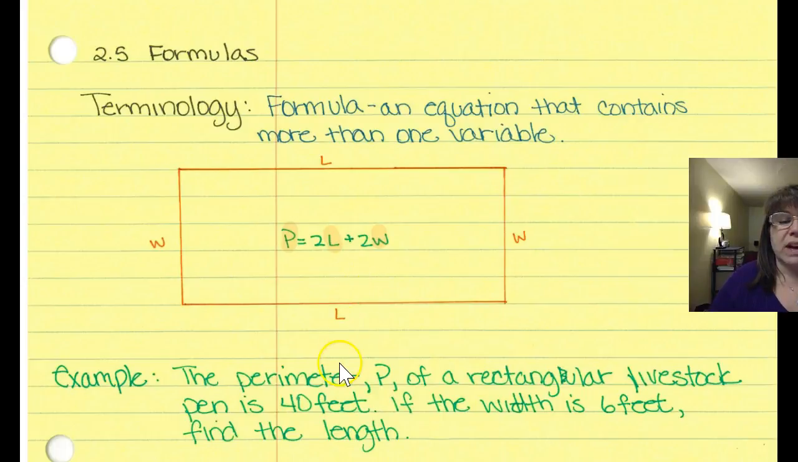So here's an example. The perimeter P of a rectangular livestock pen is 40 feet. If the width is 6 feet, find the length. So we know the perimeter and we know the width. The only unknown that we don't have is the length, so we're going to solve for the length.